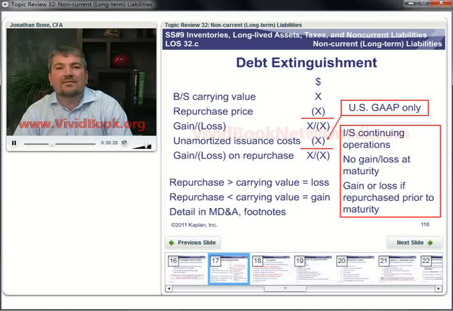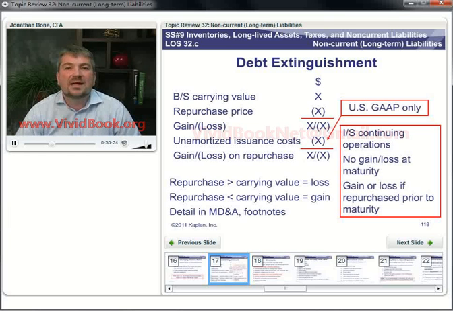We look at the carrying value in the balance sheet and compare it to the price you paid to repurchase that bond. If you've paid a greater price than carrying value, you're going to get a loss. If you paid a lower price to repurchase than carrying value, you're going to get a gain. And that is the gain, essentially, that we'd see under International Accounting Standards.